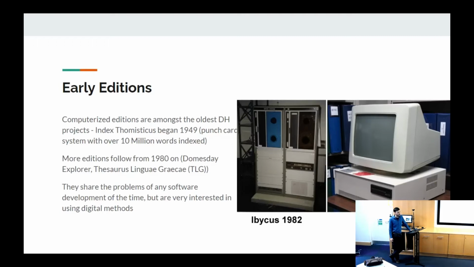And also distribution is just really hard. I mean, there is no internet there, obviously, at least not for the broad market. There's not even CDs, so it's really hard even if you make one, how do you distribute it? What I want to say is those editions are very interested in using digital methods. They don't start out and say, I want to do the same that a book does, but on a screen. No, they say, here's something I could only do with a computer because I have so much data that I need to be able to deal with that in some way. So that's, in a nutshell, you know, the early beginnings of digital editions.